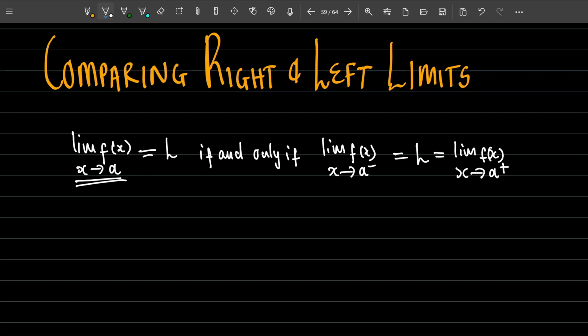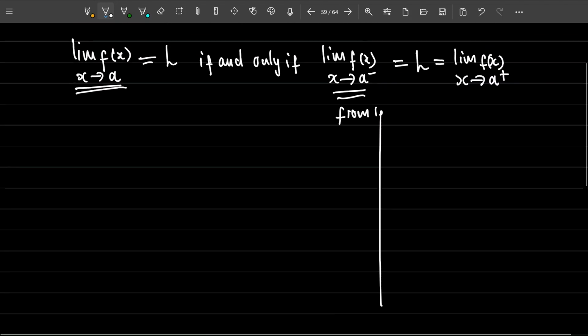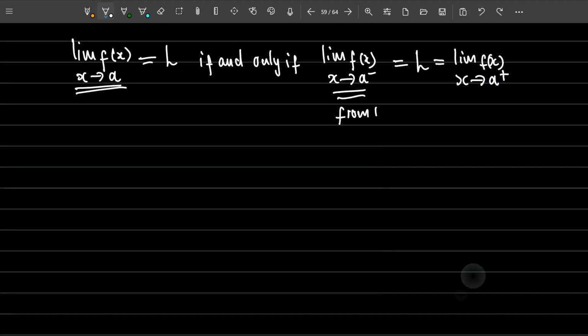So in other words, what are we saying? A two-sided limit exists if and only if both of your one-sided limits, this one from the left and this one from the right, are equal. Not only if they exist, but if they exist and they are equal, then your two-sided limit will exist.